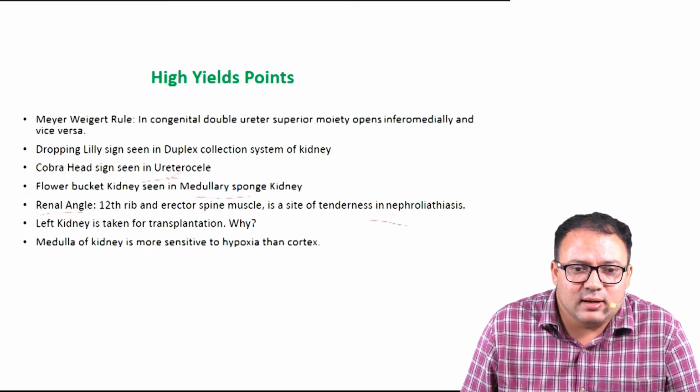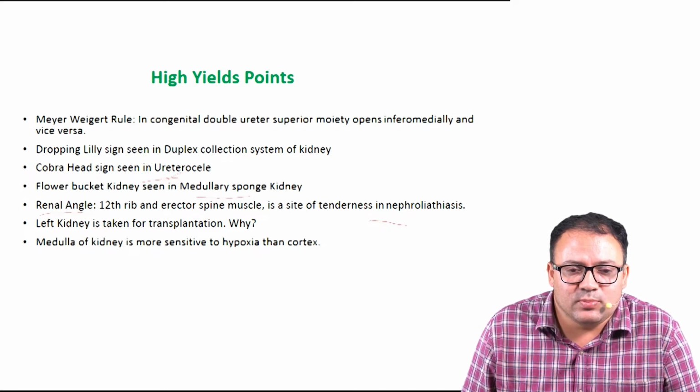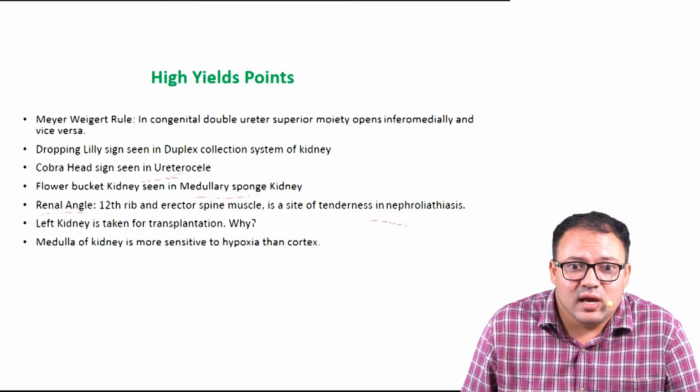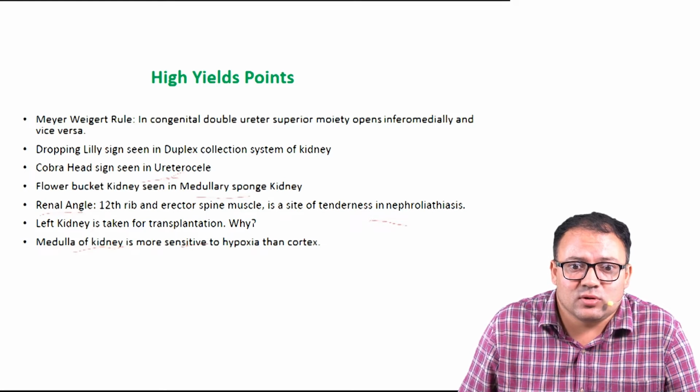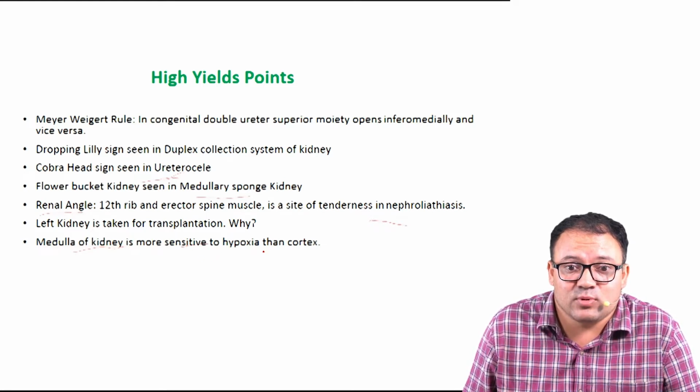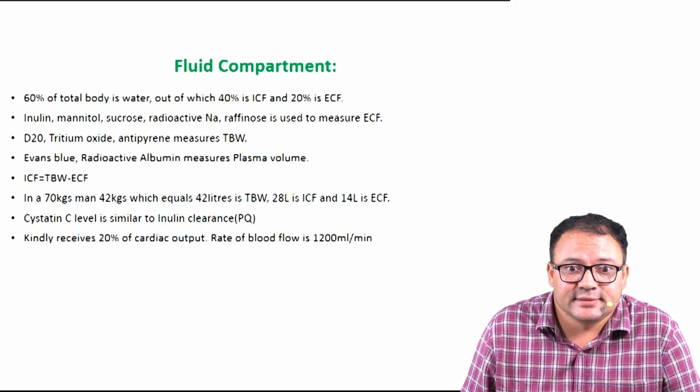One question I would like to ask you: why do people prefer the left kidney for transplantation? The reason is the left renal vein has a longer course than the right vein. That's why people prefer left kidney transplantation over the right. And one thing you should know, the medulla of the kidney is more sensitive and susceptible to hypoxia than the cortex.